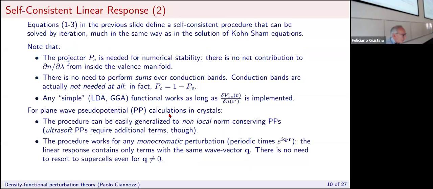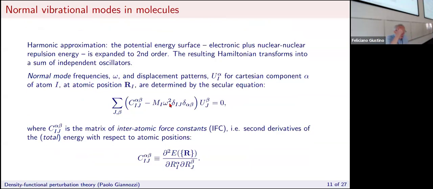So that's the basic procedure to get the linear response from which you can get second-order derivatives of the energy. Also third-order, but it's more complex. Now, how can we use that in practice for phonon calculation, for solving the problem of phonons in crystal?